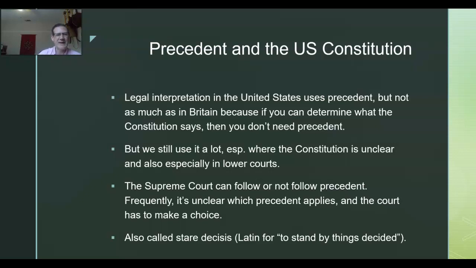The Supreme Court can follow or not follow precedent. They get to choose. Frequently, it's unclear which precedent applies, and the court has to make a choice, right? This is what I was saying at the beginning of the lecture. There are so many different legal principles out there, so many different ways of constructing a ruling, that especially in these big, tough cases, all of that choice gives the Supreme Court a lot of leeway for how they're going to do something.